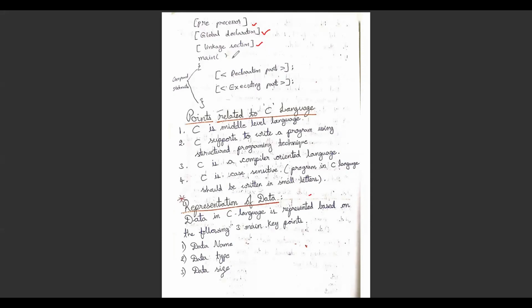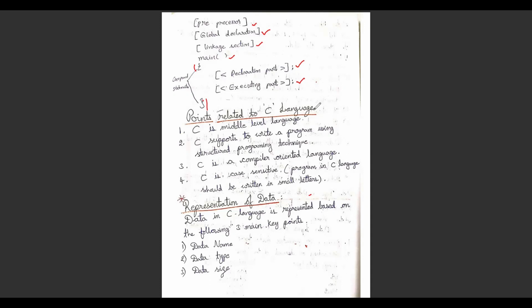And we have the main function. In that main function, you insert the compound statements. In those compound statements, you work with two things: the declaration part, where you declare the variables, and the execution part, where you execute whatever variables you have declared. You perform some manipulations and execute them. So this is all about the structure of a C language program.